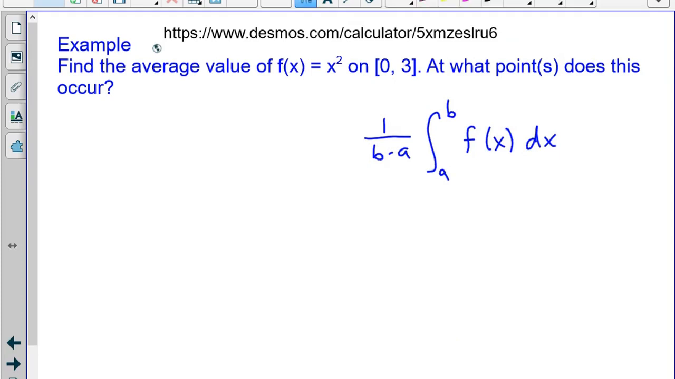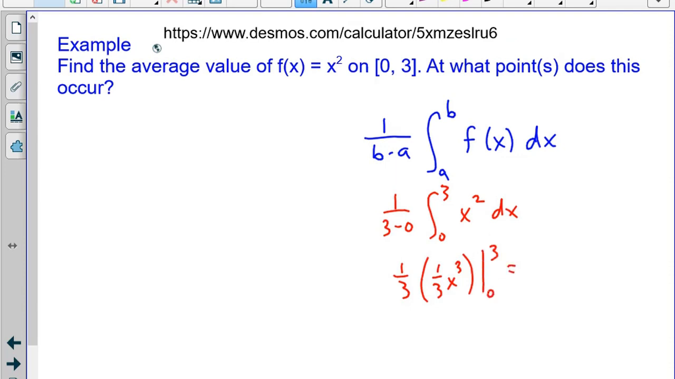So what we're going to do here is replace b with 3, a with 0, and f of x with x squared. So 1 over 3 minus 0 times the integral from 0 to 3 of x squared dx. So this is 1/3 times 1/3 x cubed evaluated from 0 to 3. So if I take a look at this, I get 1/9 x cubed evaluated from 0 to 3. If I substitute in 3, I get 27 over 9, which is 3. If I substitute in 0, I get 0. So my average value of this function is 3.